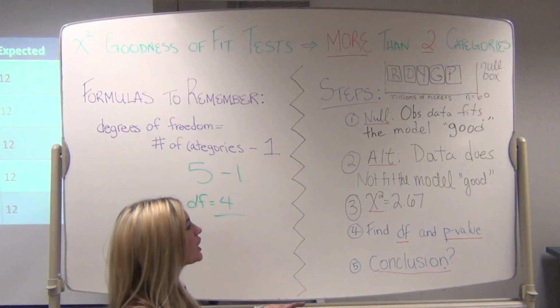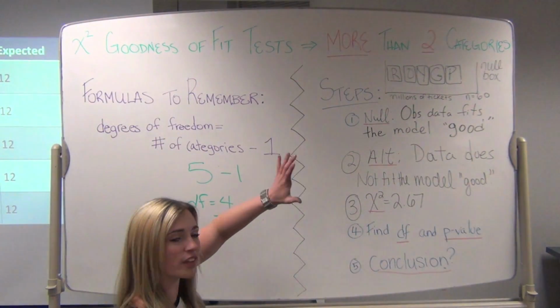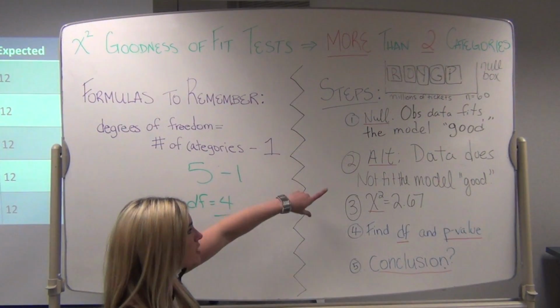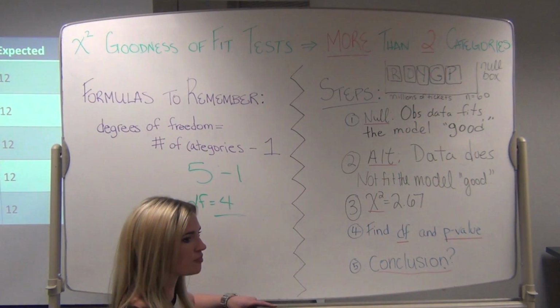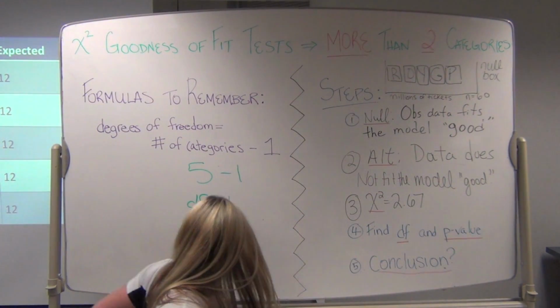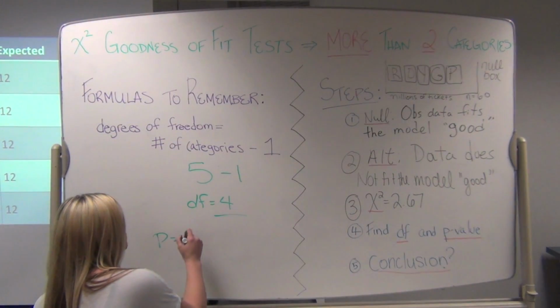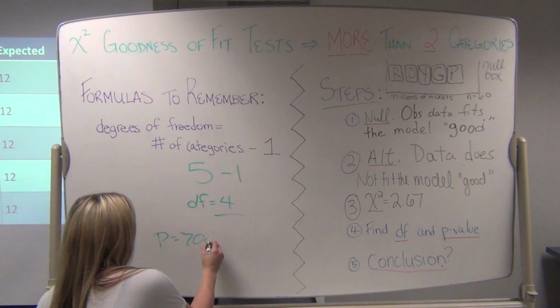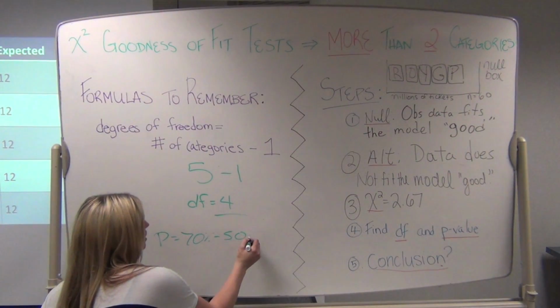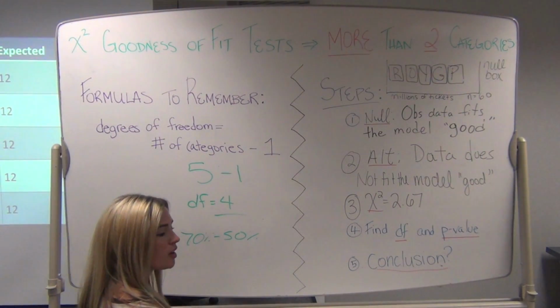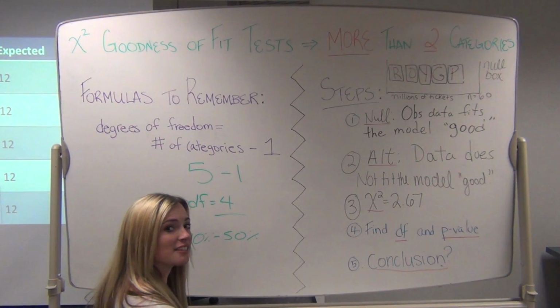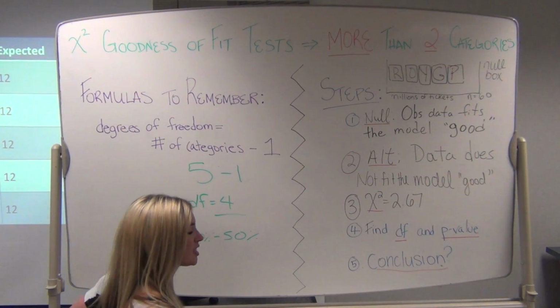In conclusion, we have to figure out, do we accept the null? Are they doing what they're saying? Or do we say there's something else going on? What was the p-value again? I forget what it was. Over here, it's somewhere between 70 and 50. That is an enormous p-value. Oh my goodness, it's massive. Remember, p has to be less than 5 to be considered statistically significant.